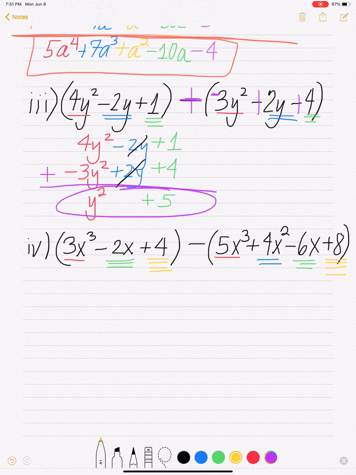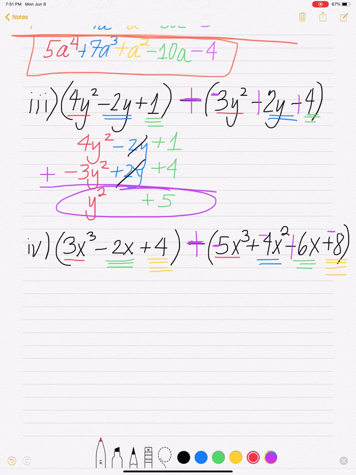And what we want to do after we color code, we're going to change this minus sign in the middle to a plus. And once you change that to a plus, that means you're going to have to flip the signs on everything in the right parentheses. So essentially you're distributing a negative 1, if you want to think about it that way. So you flip the sign. So we're going to have a minus 5x cubed, a minus 4x squared, a positive 6x, and a minus 8. Yeah, so all those signs will change.